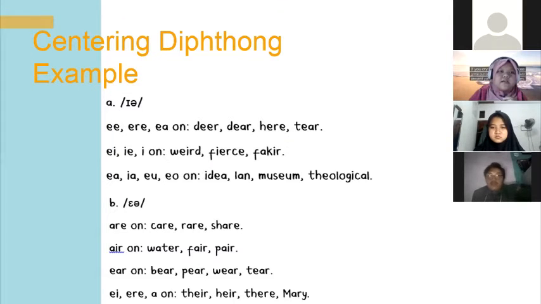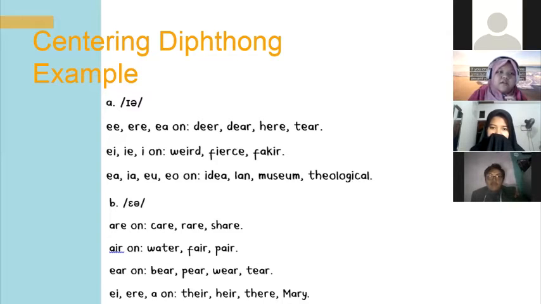Next, here is the example of centering diphthong. There are two examples. The first is IE. The first example of IE is dear, here, and dear. The second is weird, fierce, and fakir. And the last is idea, museum, and theological.